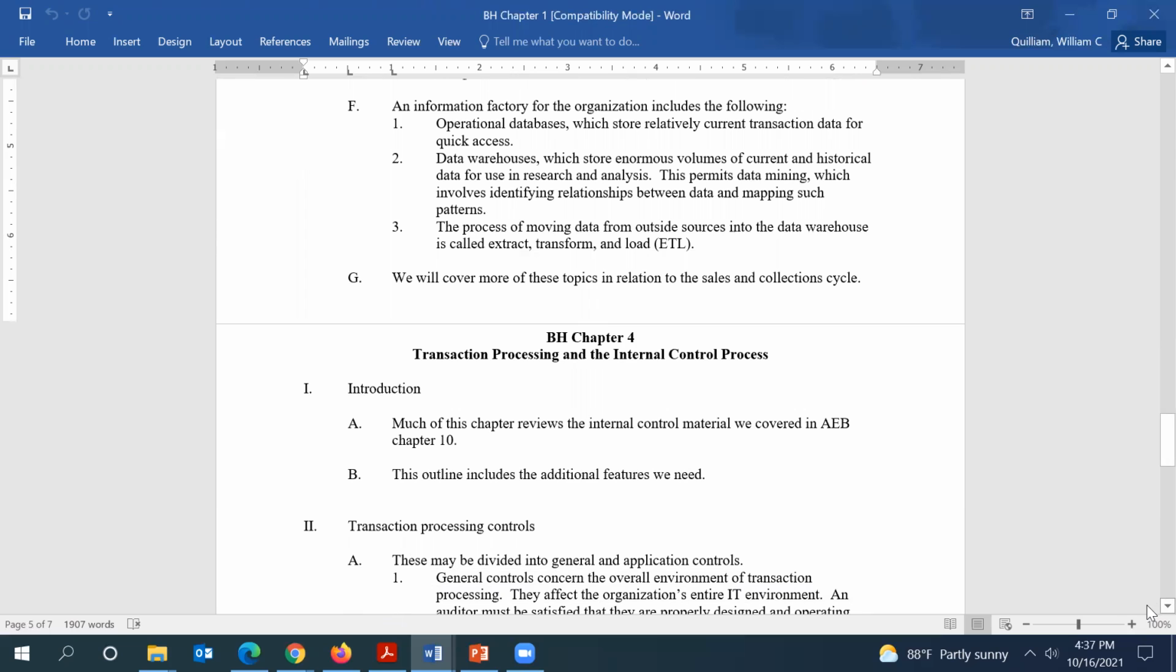Well, then an information factory for the organization includes the following: operational databases, and they store relatively current transaction data for quick access, like this week of sales transactions. So an information factory, just here's a bunch of information we can access. Then data warehouses. They store enormous volumes of current and historical data for use in research and analysis. And that permits data mining, which involves identifying relationships between data and mapping such patterns.